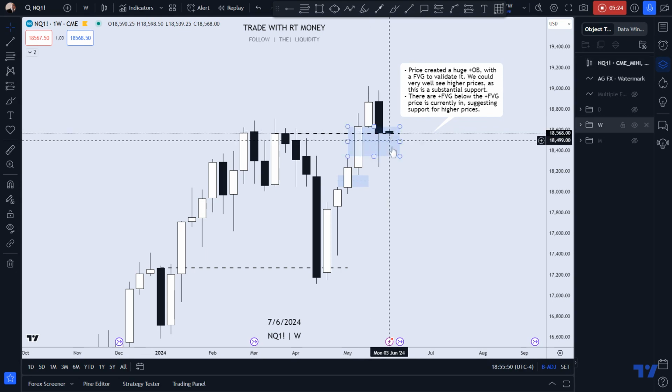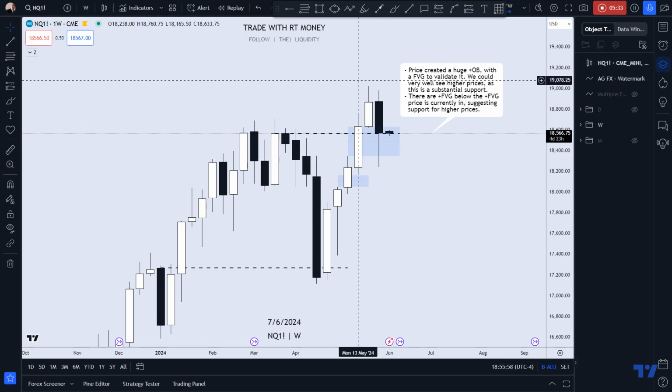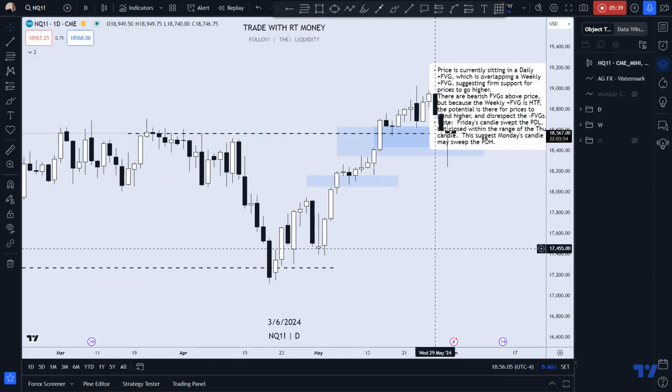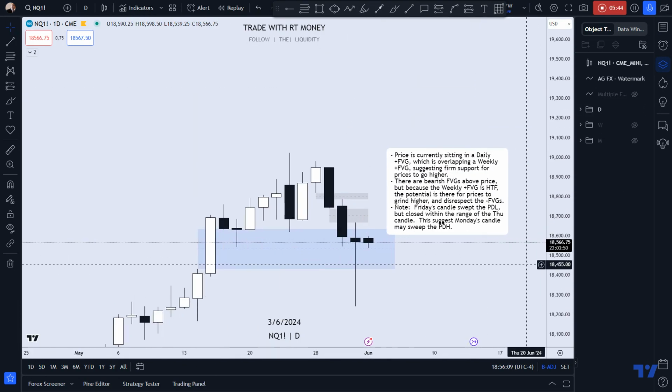All right, we're sitting in here, and I'm looking to see if price will pull down maybe about 50% of this big wick, and then turn around and go for higher prices. Let's take a look at the daily, and what you can see is a bunch of mess. That's what you're going to see.